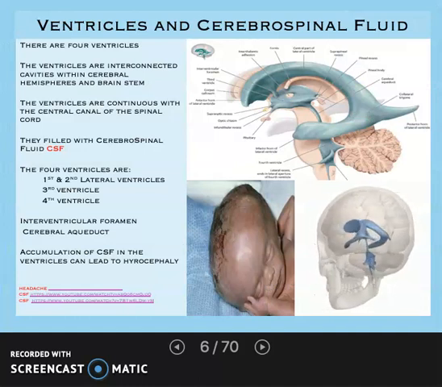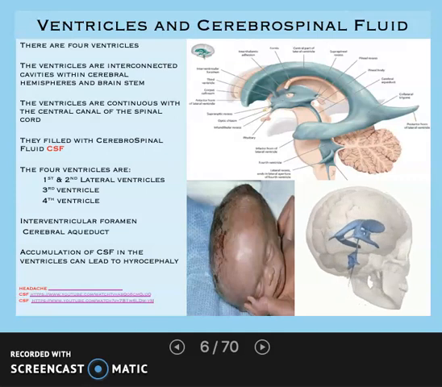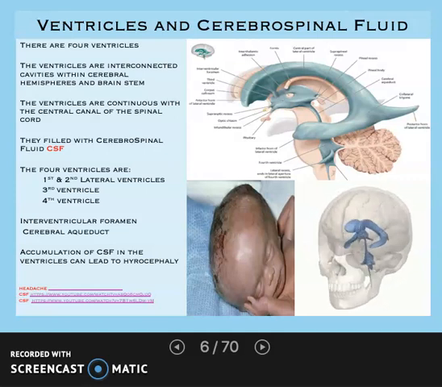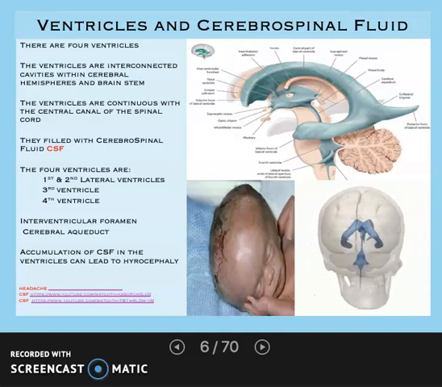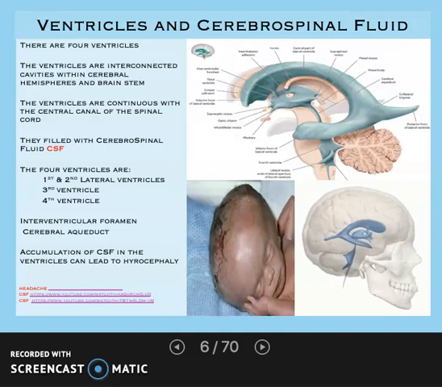Speaking of swelling in the brain, down at the bottom left, you can see a photograph of an infant with hydrocephaly. That's water on the brain. And the water on the brain that this infant is suffering from is actually cerebrospinal fluid.